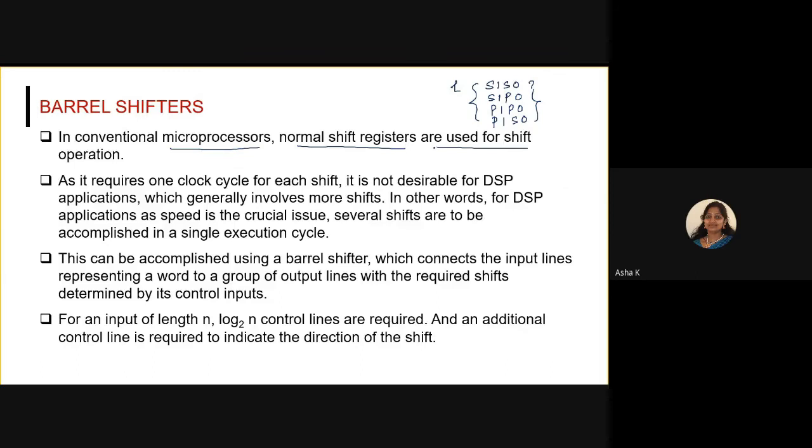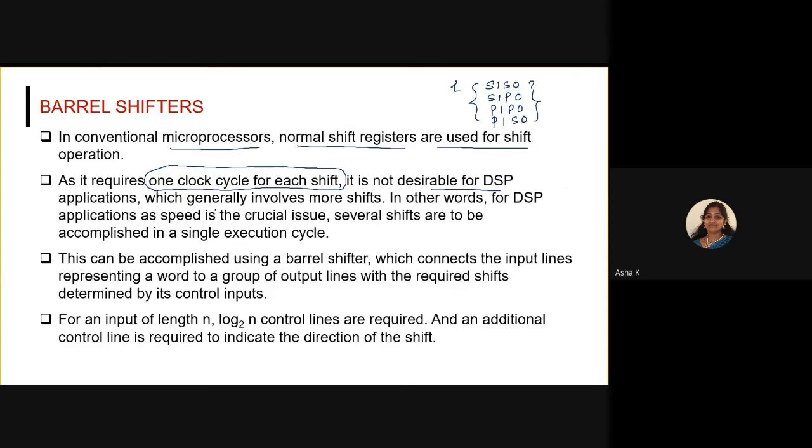But what are the disadvantages of this? The disadvantage of normal shift register usage in the conventional microprocessor is that it requires one clock cycle for each shift. If I have n shifts, n clock cycles are necessary. So that's why it is not desirable to have this kind of normal shift register in the DSP architecture. Hence, we have a specialized shifter called the barrel shifter. We'll discuss this barrel shifter in today's class.